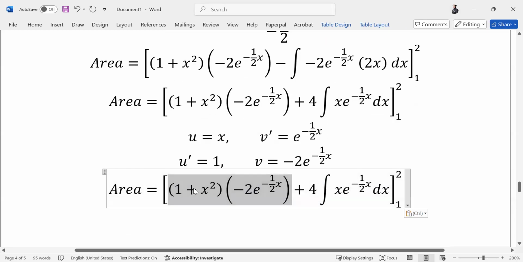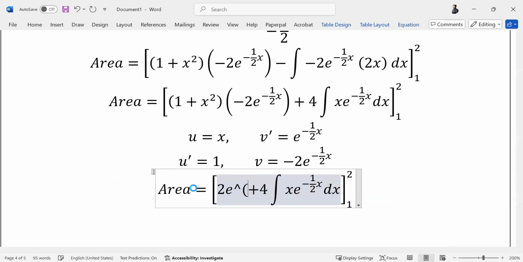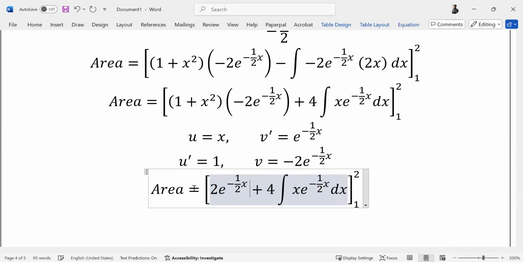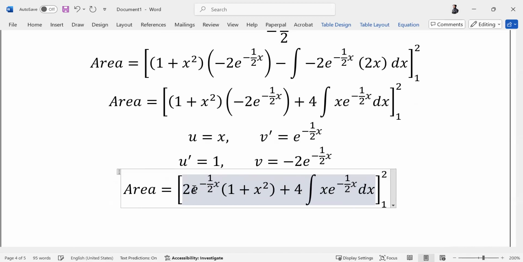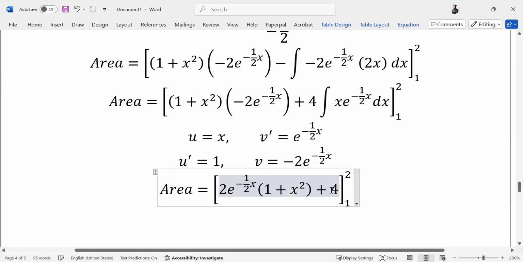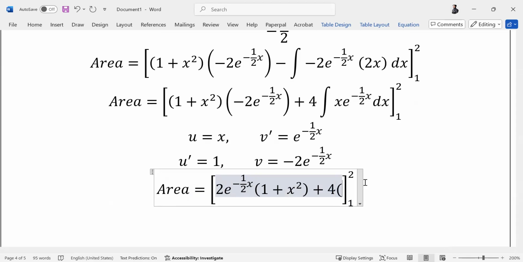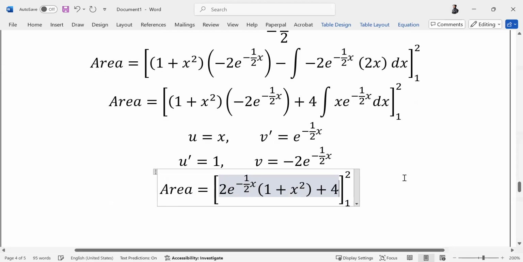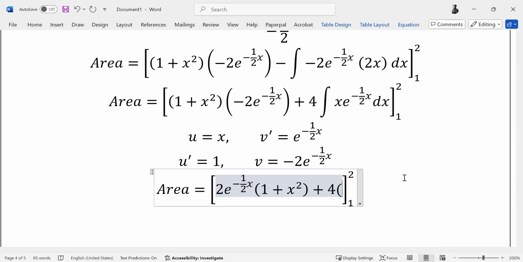Let me just simplify this bit. 2e to the power minus half x, 1 plus x square. And this is the part that you have integrated. So this, remember, something still has to be integrated. So zara iska khayal rakhna. I'm using a curly bracket to help you understand.